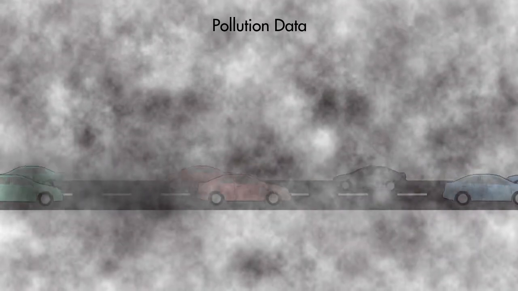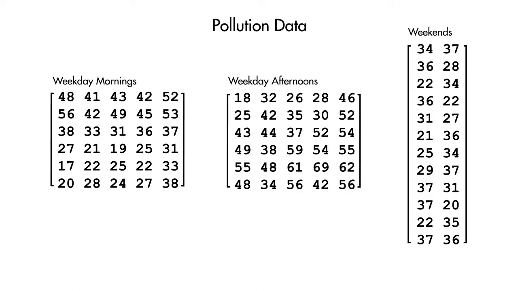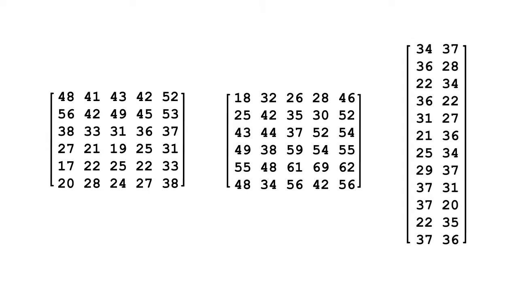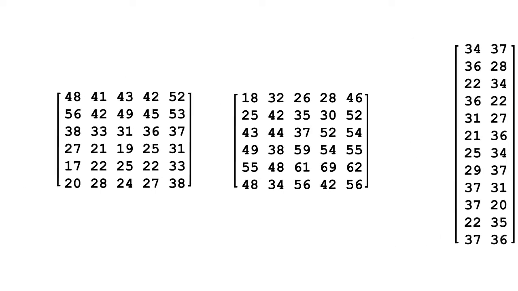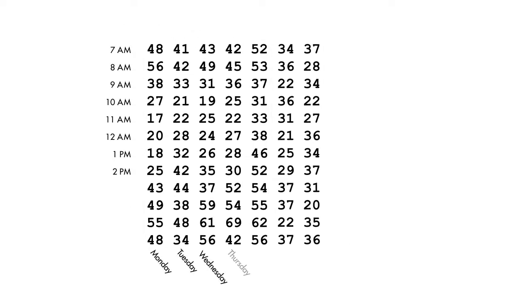Suppose we need to analyze data stored in separate matrices. For example, let's say we have 3 matrices of pollution data that we need to combine to analyze daily averages. How do we combine these datasets into one matrix of readings for the entire week?